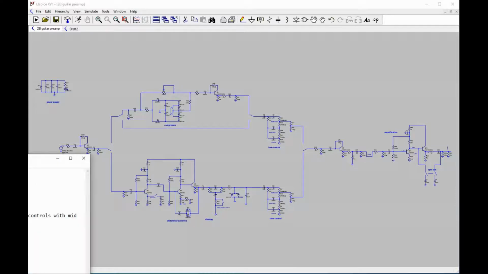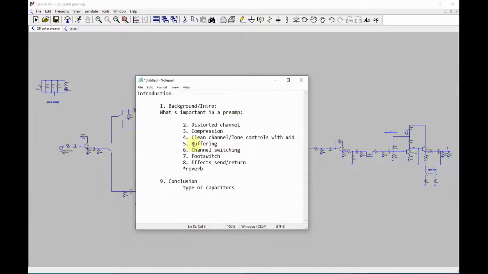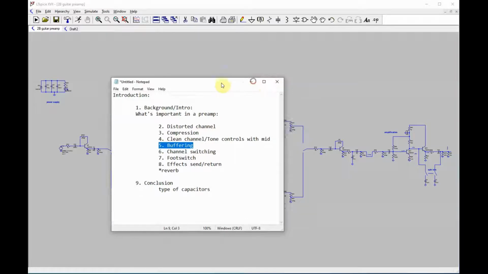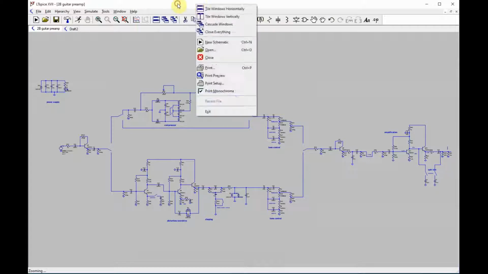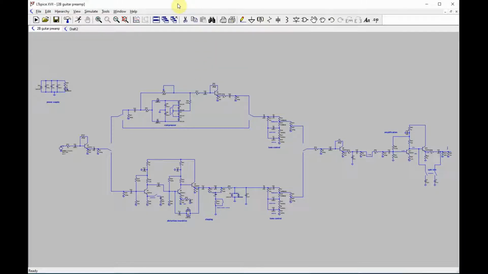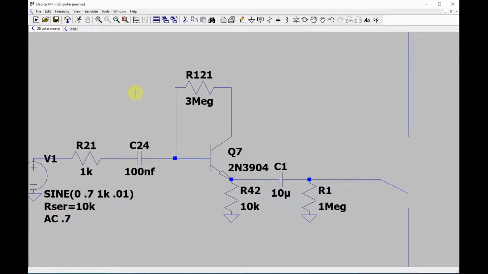Okay, this part, let's see, what we're working on is just buffering. Now, the way I do it is not how a lot of people do it, and that's okay. I just use a simple transistor. A lot of people use an Opamp to do it, or they'll use a JFET. There's different ways to do it. I've just found this circuit to work very well for me, and so I'll just show it to you. Here's a close-up of it.